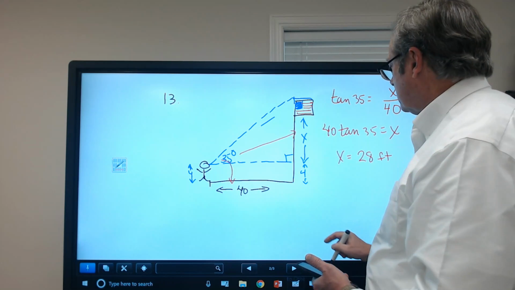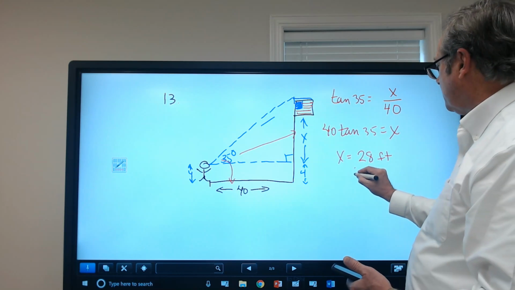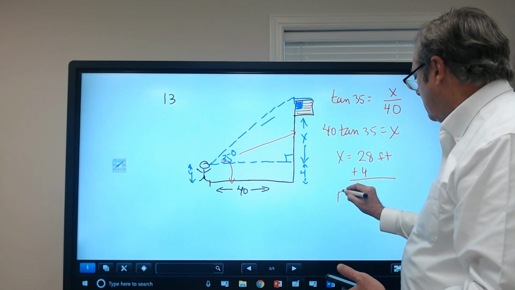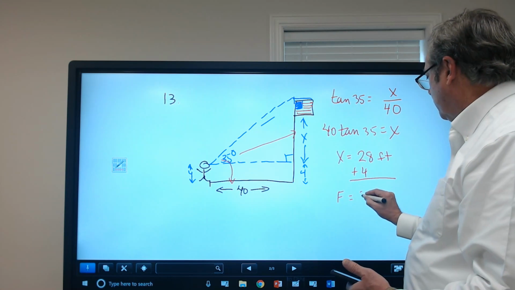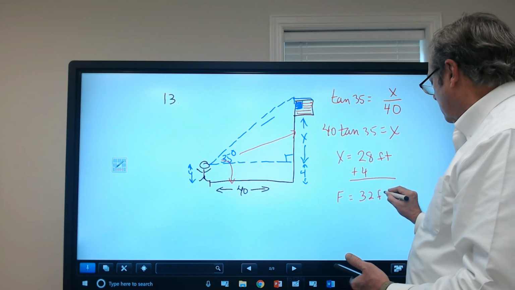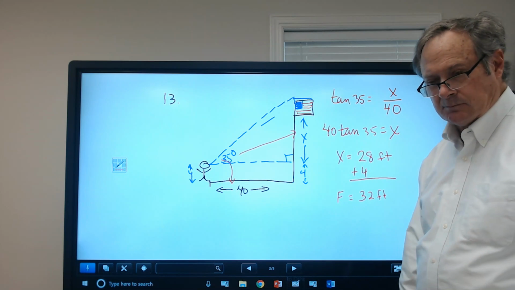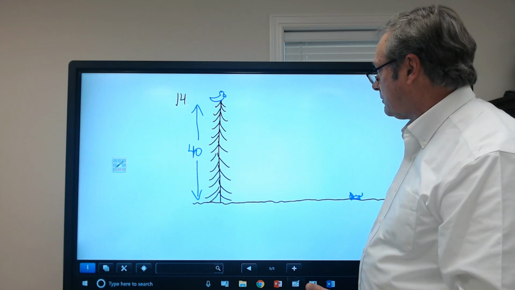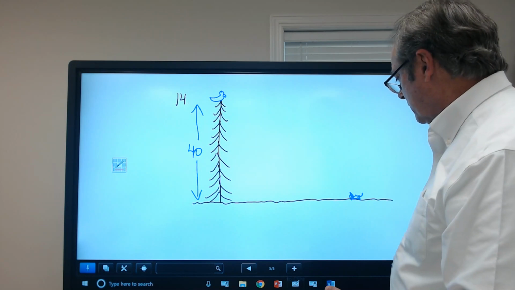But we don't want to get in a hurry because we need to add that 4 feet to it as well. So the flagpole, I'll call that F, is 32 feet high. Okie dokie. All right, let's see what I got next. Oh yeah, I like this problem. This is kind of fun.